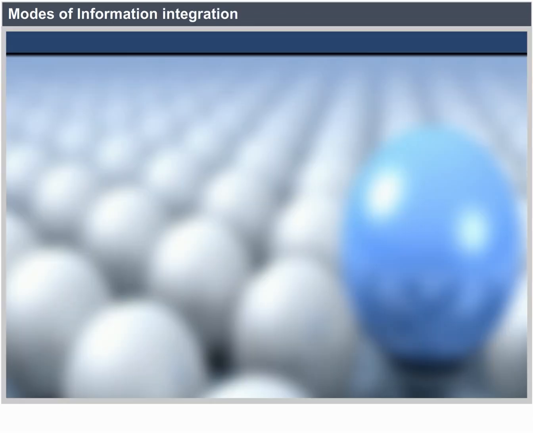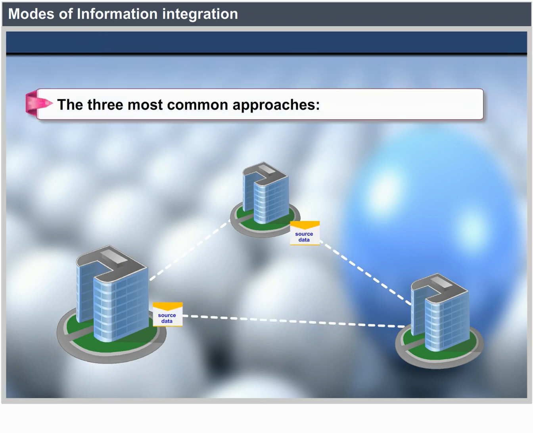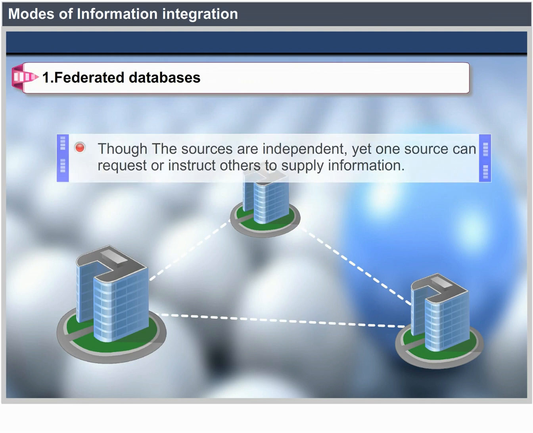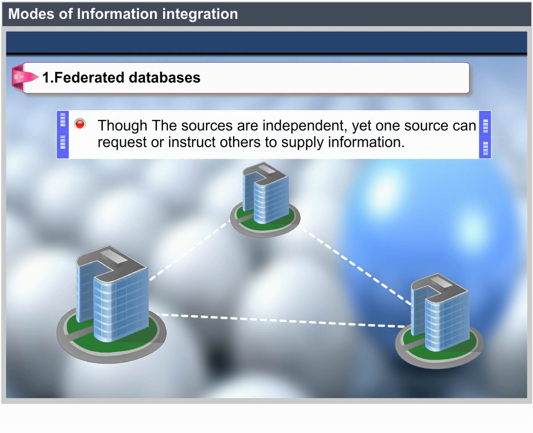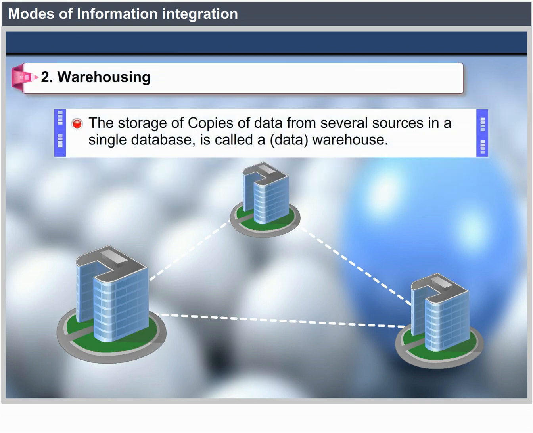Modes of information integration. There are several ways that databases or other distributed information sources can be made to work together. The three most common approaches. Number 1. Federated databases. The sources are independent, but one source can call on others to supply information. Number 2. Warehousing. Copies of data from several sources are stored in a single database called a data warehouse.